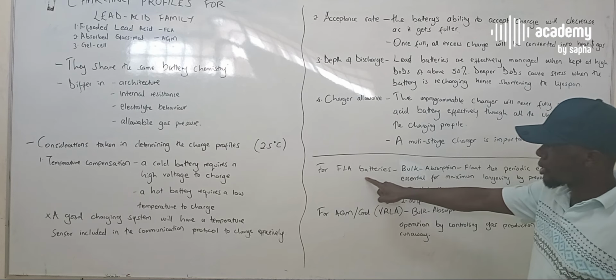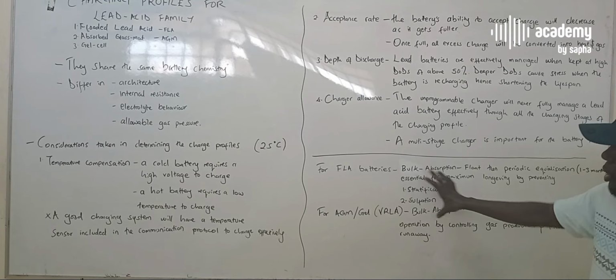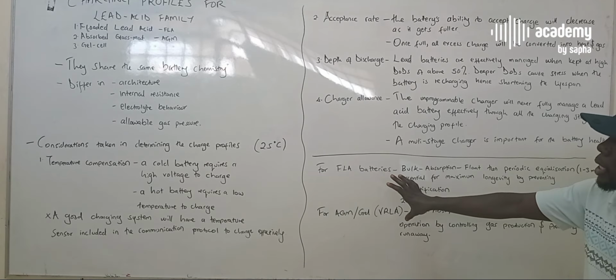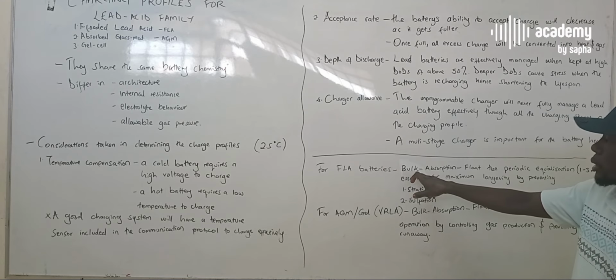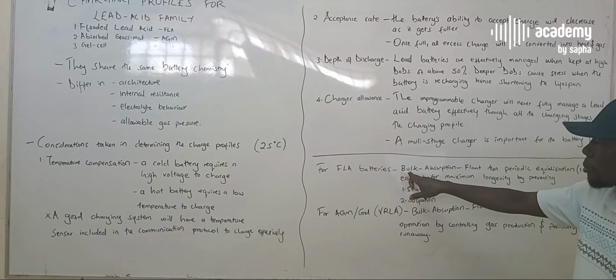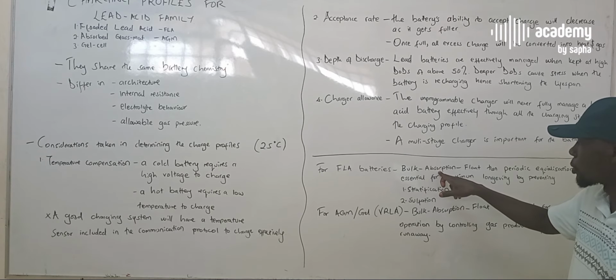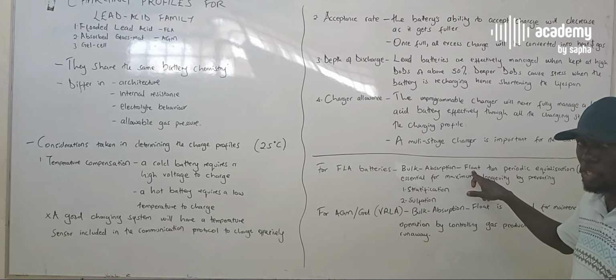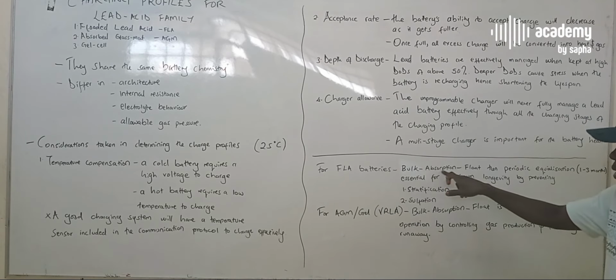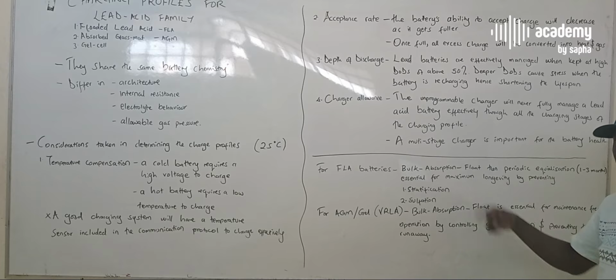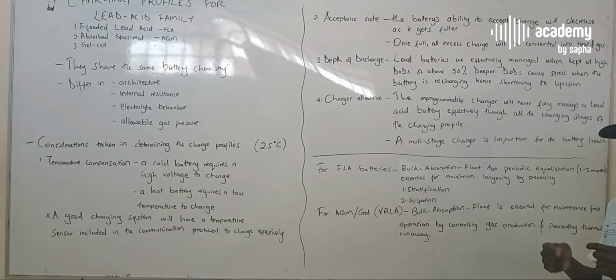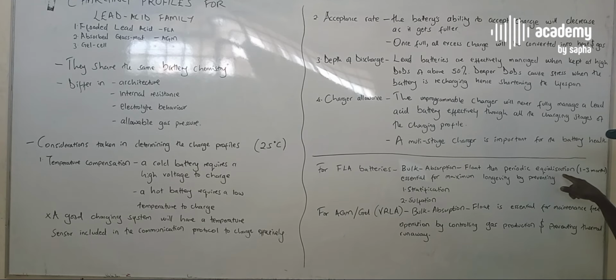For flooded lead acid batteries, these are the recommended charging stages. First we start with the bulk stage, and then we go to the absorption stage, and then we go to the float stage. So this is the normal recurring charging profile. And then periodically, in some systems, they normally encourage as little as 3 or 4 weeks. In some systems, they say 1 to 3 months.